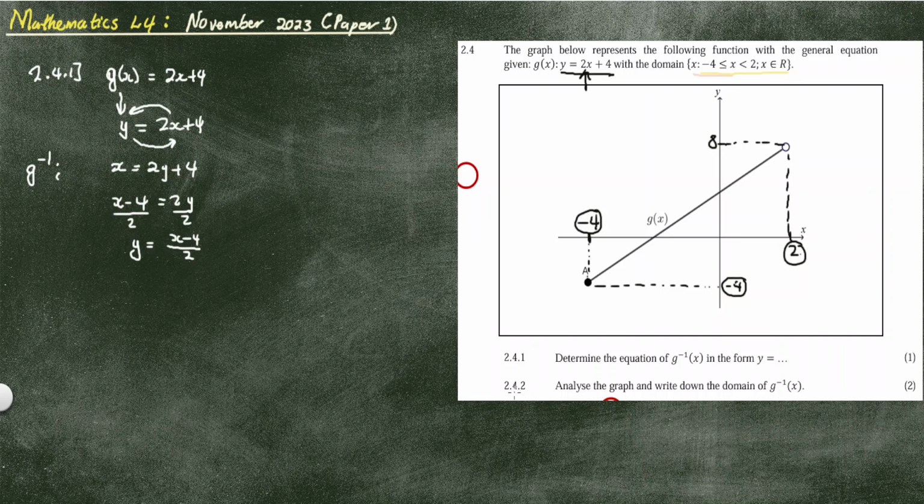Now 2.4.2, analyze the graph and write down the domain of this. Okay, analyze the graph. All right. Now here's a question. I want you to think about this. I want you to give this some thought. 2.4.2.